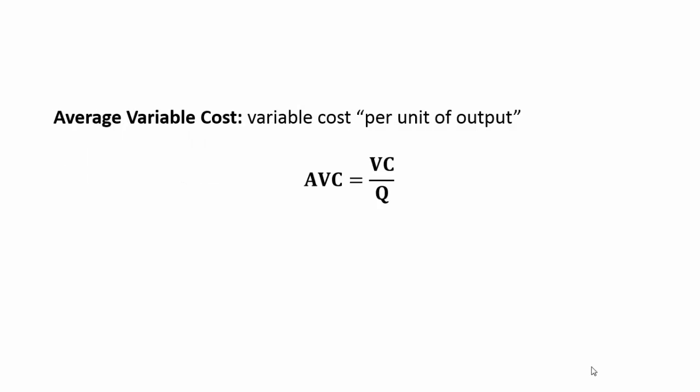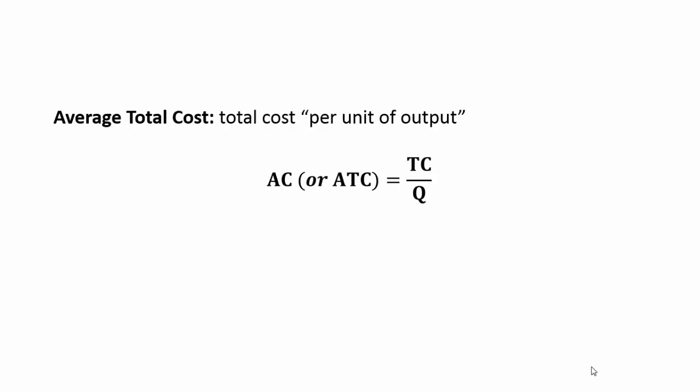Okay, then we take the average variable costs, simply variable cost divided by quantity, and that gives us the variable cost per unit of output. Then the total cost, and remember total cost is simply fixed cost plus variable cost, and then the average total cost is simply total cost divided by quantity, and that's going to be designated AC or ATC. Those mean the same thing. You might see both depending on the textbook that you use.